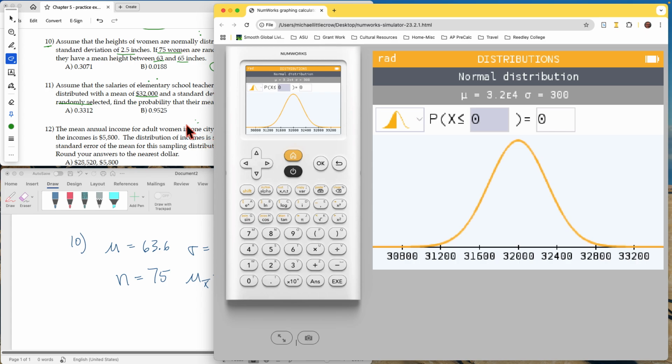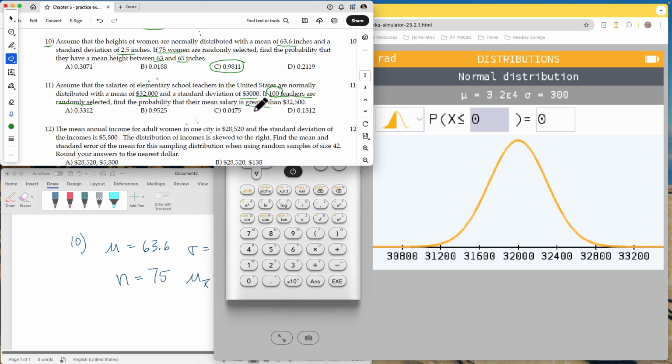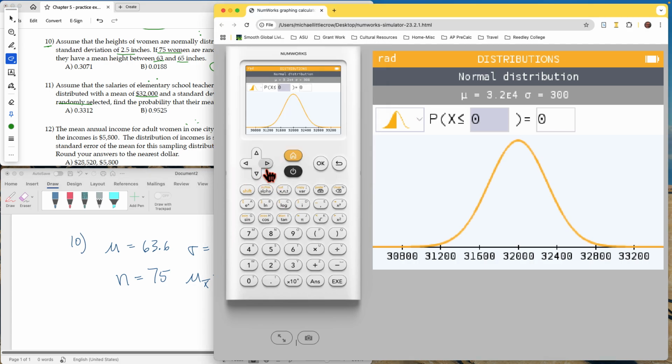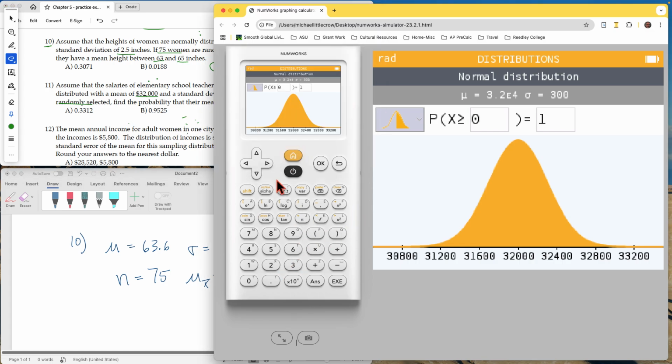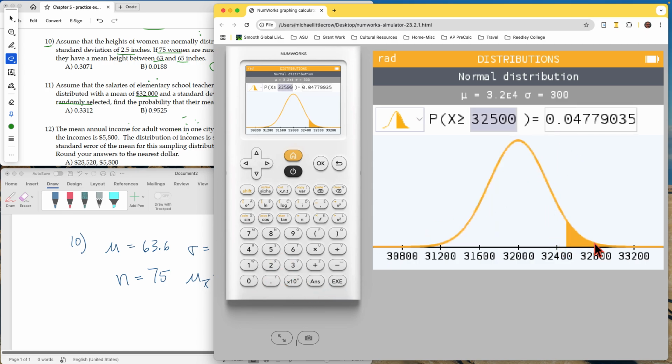I've got the right value now, and we want greater than 32,500. So I have to change to the tool that has the greater than. X is greater than 32,500. So I come over here, 32,500. And I can see the greater than part here, 0.0477.